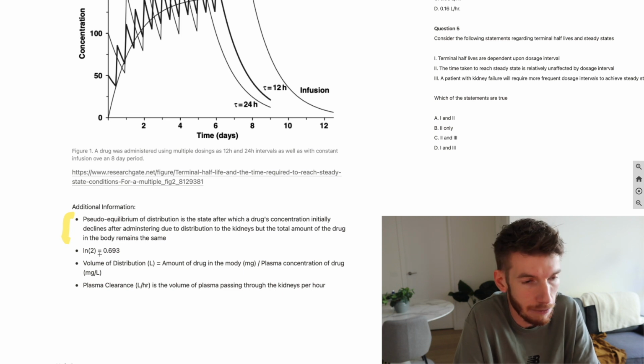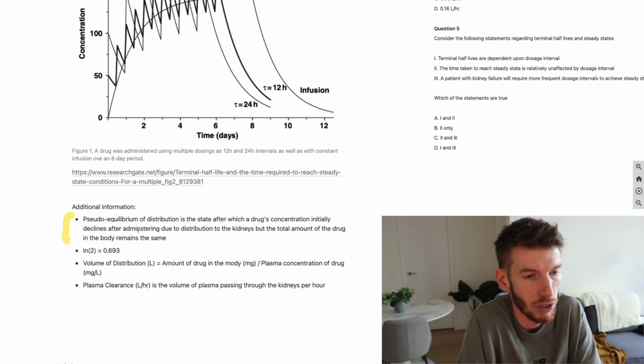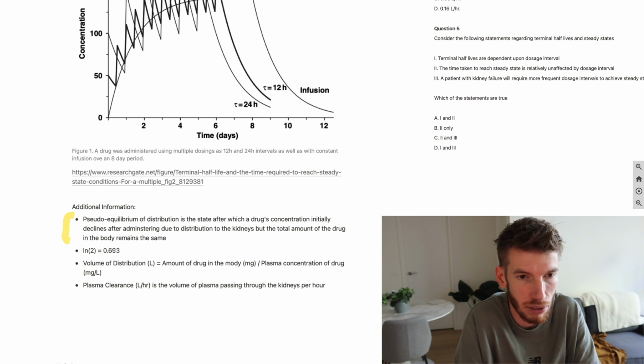They've always defined it. And then we've got volume of distribution measured in litres is defined as the amount of drug in the body, divided by the plasma concentration of the drug in milligrams per litre, and then plasma clearance in litres per hour is the volume of plasma passing through the kidneys per hour. You might, if you've done physiology, already be familiar with that, but again, this is first year biology, so they define that for us as well, or I've put that into the question.